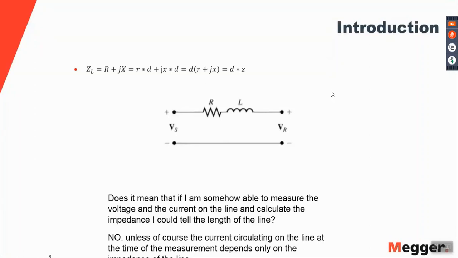Not quite. It depends, of course, on the fact that the current circulating on the line at the time of the measurement depends only on the impedance on the line. And when is it that that happens on the system? Well, it happens when you have a fault, because if you have the line and the power that is circulating through the line, then the apparent impedance that you measure on that line is going to be more related to the power circulating through the line than to the impedance of the line.